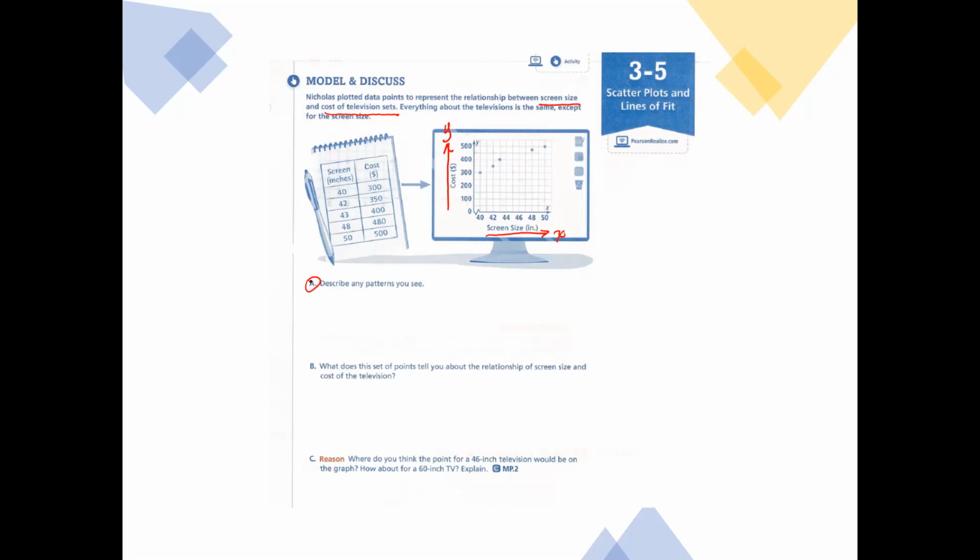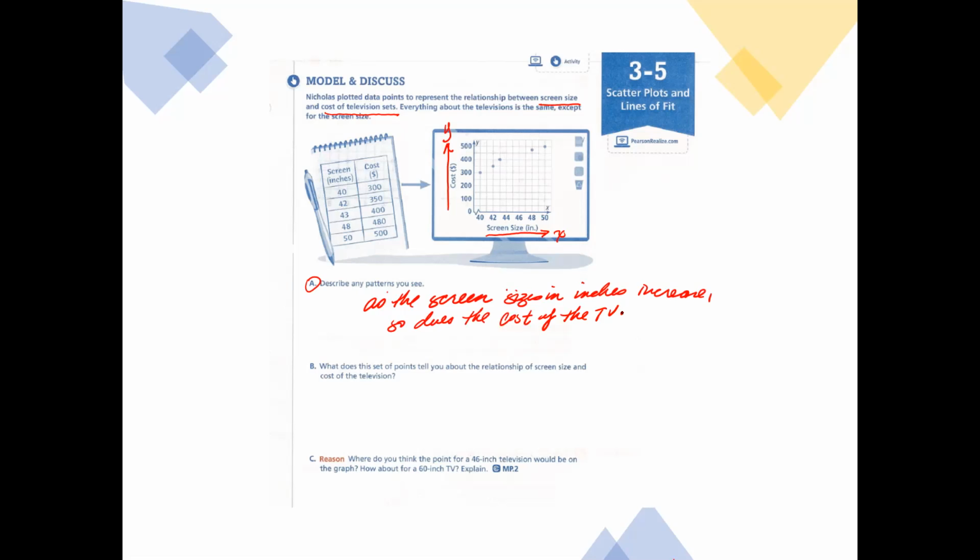When I'm looking at this, what I see is that it seems like as the screen size gets bigger in inches, so does the cost of the screen itself. If you look at it, it kind of goes up like this. So what you can say is as the screen size in inches increases, so does the cost of the TV.